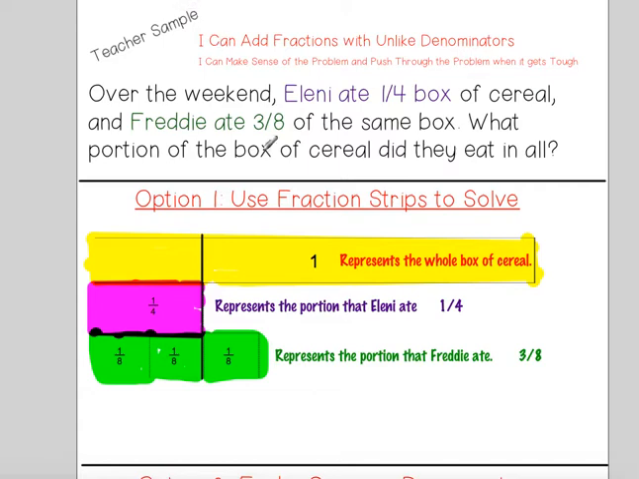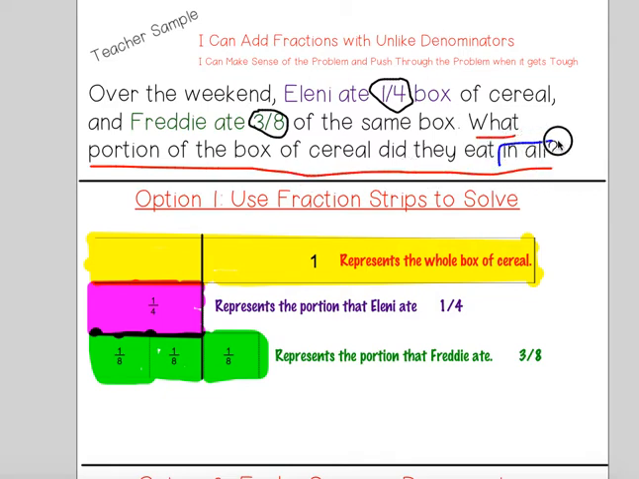What portion of the box of cereal did they eat in all? So I'm going to use my cubing strategy first as always. I'm going to circle the key numbers, which are 1/4 and 3/8. I'm going to underline my question: What portion of the box of cereal did they eat in all? I'm going to box any keywords, and I would say in all is probably the only keyword that's super important. I'm going to eliminate anything that I don't need. I don't need to know that they ate the box of cereal over the weekend. And then I'm going to solve.